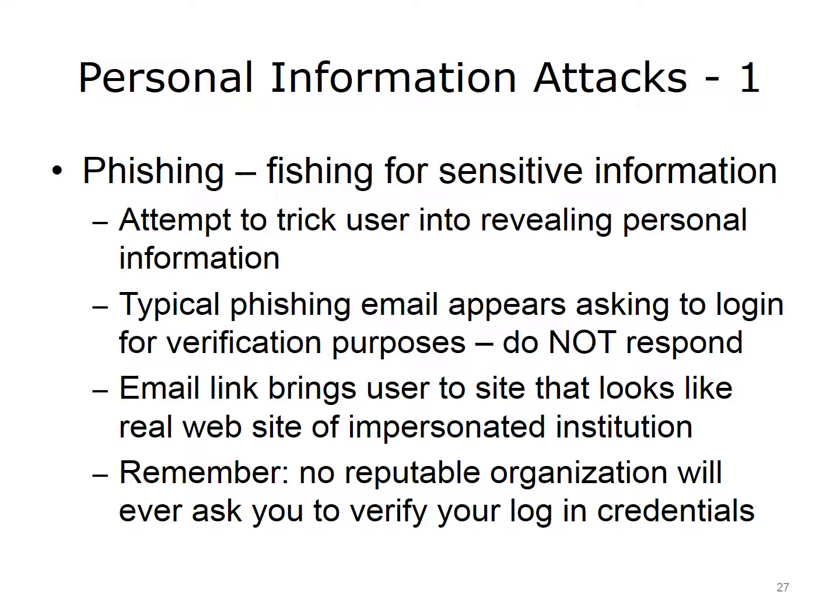Personal information attacks are accomplished through an activity called phishing. Phishing is an attempt to trick a user into revealing personal information to an attacker so that they can impersonate the user. For example, the attacker will send an email that appears to be from the user's bank, commonly used internet purchasing sites such as Amazon and eBay, or even from a corporation's CEO. The message asks the user to log in to verify a transaction or to verify a username and password.